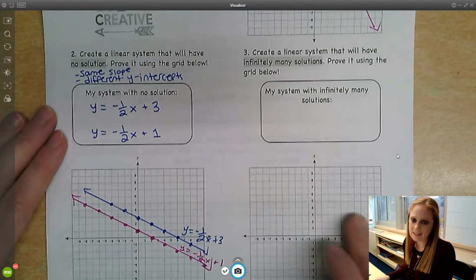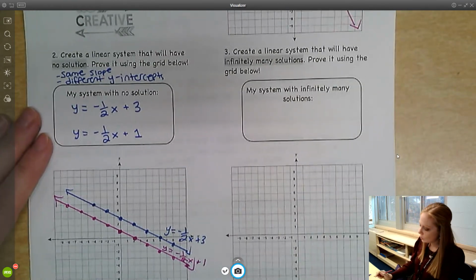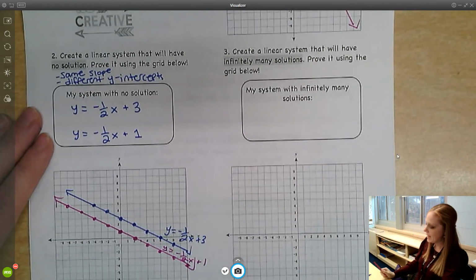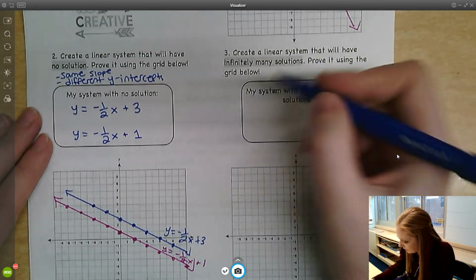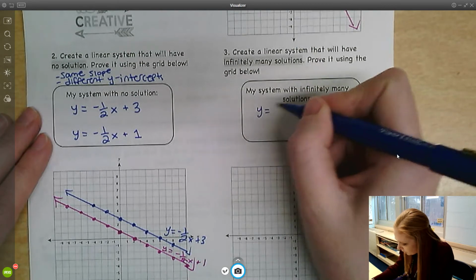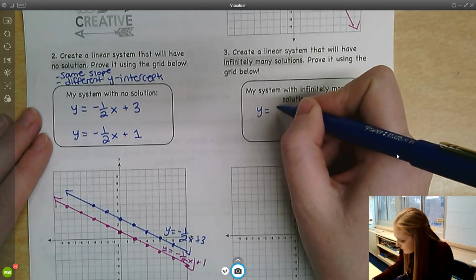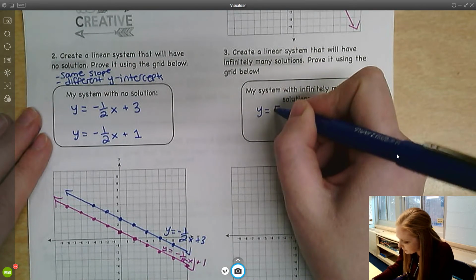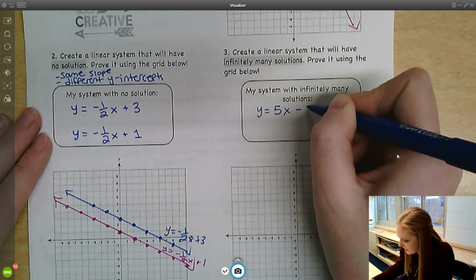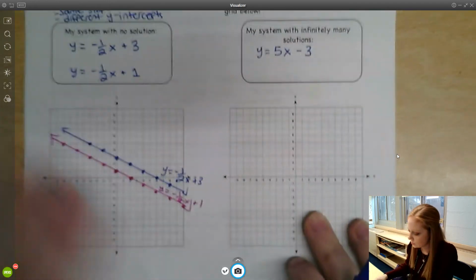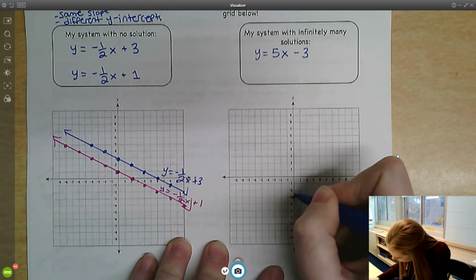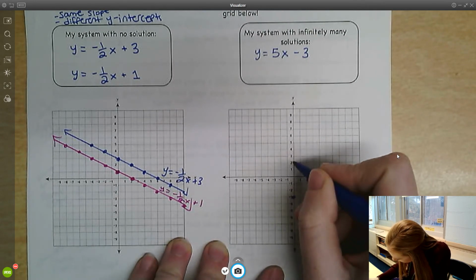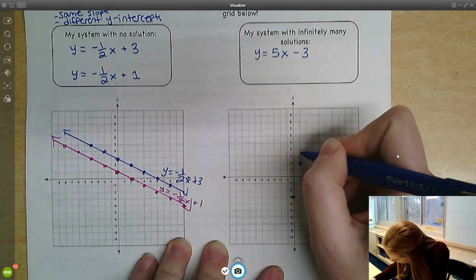Now let's create one that has infinitely many solutions. So in order for it to be infinitely many solutions, they have to be exactly the same line. So let's see, I'm just going to make one up to start. How about y equals, let's do a really steep slope, like 5x minus 3. Okay, so let's graph that. Start at negative 3. My slope is 5 over 1, so I'm going to go up 5 to the right 1. 1, 2, 3, 4, 5.